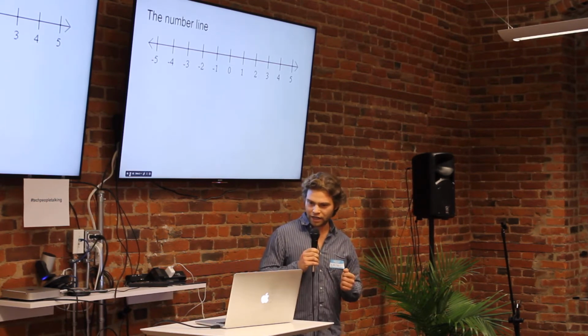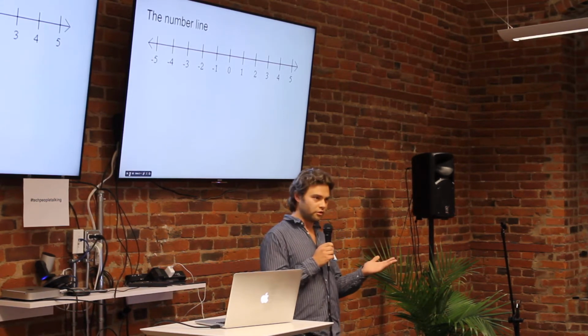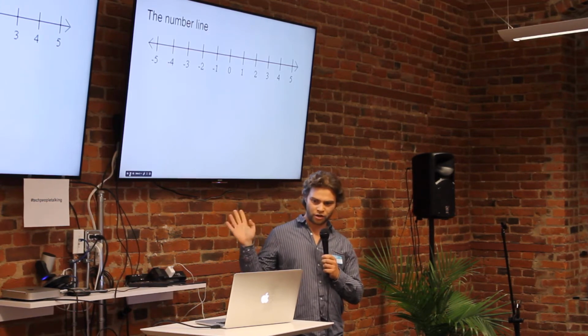So this is the number line. And this can be thought of as distances from 0. So you have 1, 2, and I won't name them all, there's lots.